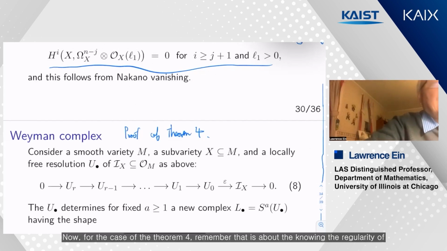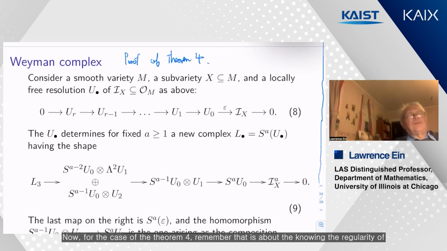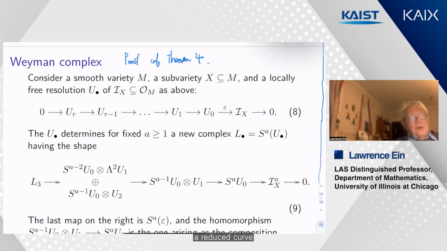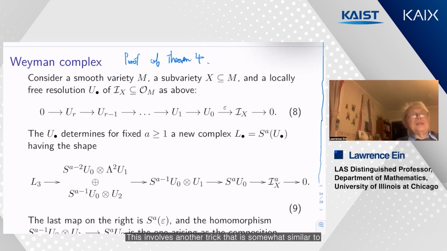Okay. Now, for the case of theorem 4, remember that is about knowing the regularity of a reduced curve, and we want to compute its saturation degree. That is what theorem 4 is about. And this involves another trick that is somewhat similar to the trick used by Gruson, Lazarsfeld, Peskine in the regularity of the curve.